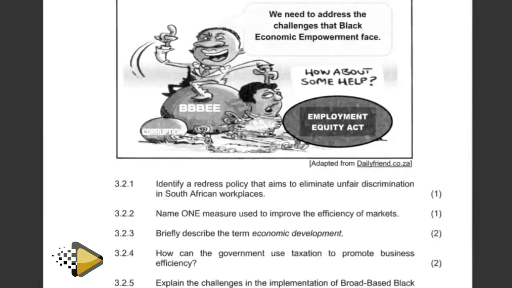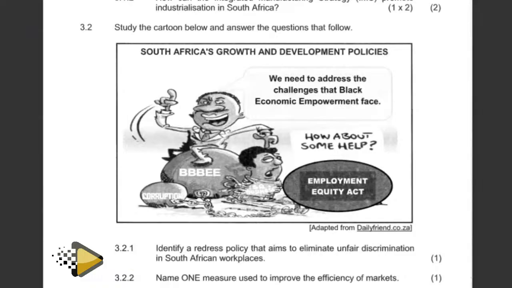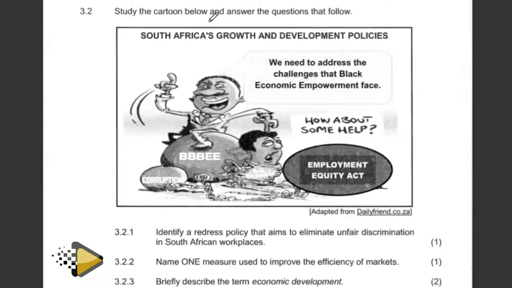The next question we have is 3.2.1, and it reads as follows: Study the cartoon below and answer the questions that follow. So if you check the cartoon, grade 12, we have South Africa's growth and development policies. Now remember, under economics, the moment we talk of growth, we refer to what? We refer to improvement in terms of production of goods and services by businesses. Also, the moment we talk of development, we refer to improvement in the standard of living for households.